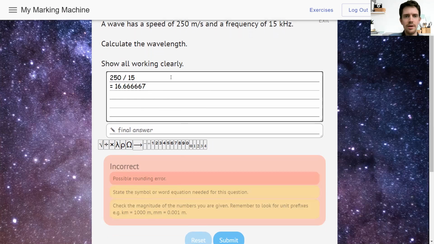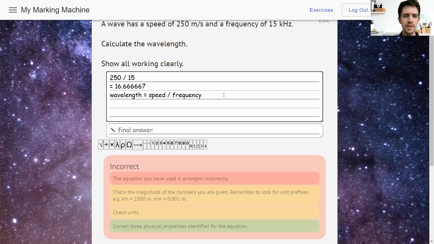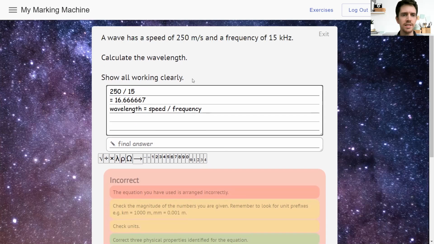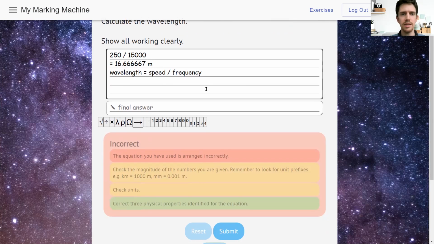So I might put that down here. Speed equals frequency times, oops, no, we want wavelength, don't we? Yes. Okay. All right, so the equation is arranged incorrectly. So I'll fix that, I'll try this. Also the magnitude of my numbers is incorrect, check your prefixes. So obviously that's kilohertz, it needs to have some zeros at the end. Check units, yes, I didn't put any units. Okay, so I'll add this on as well.